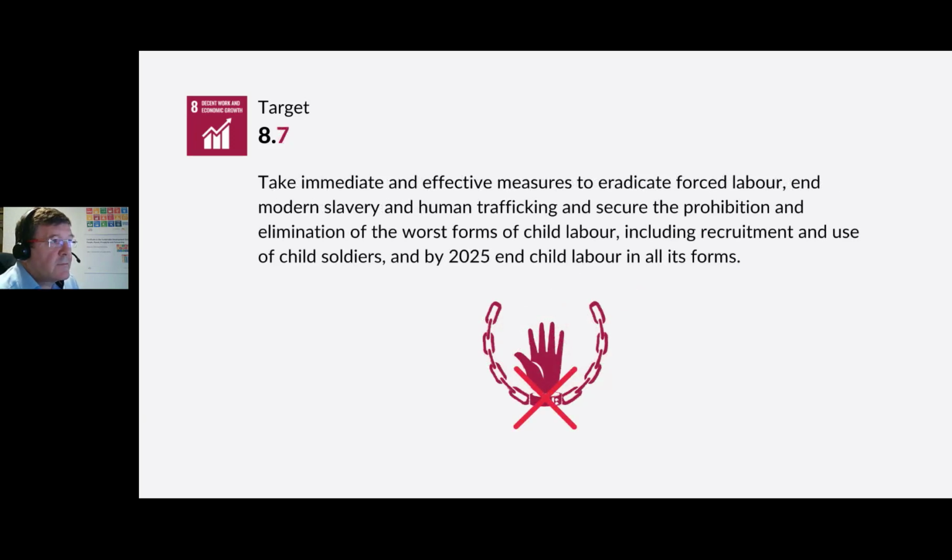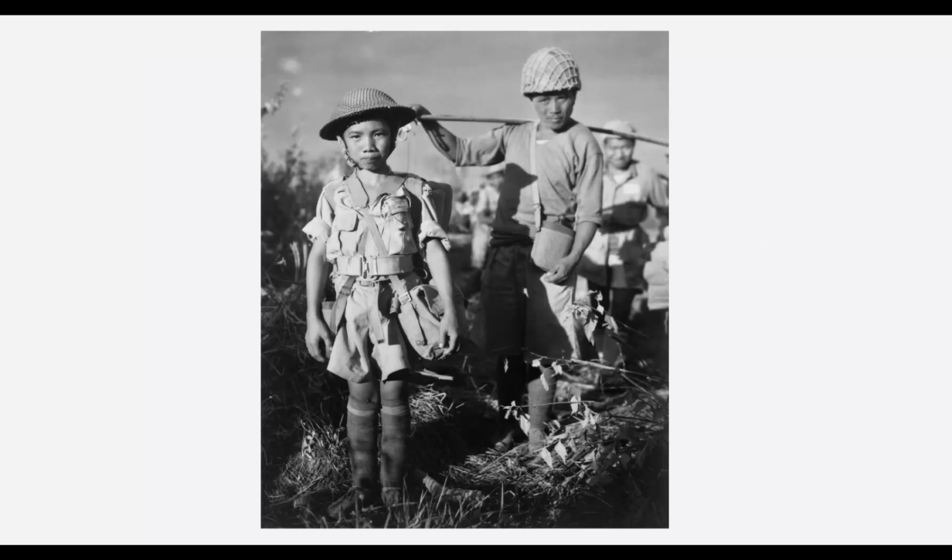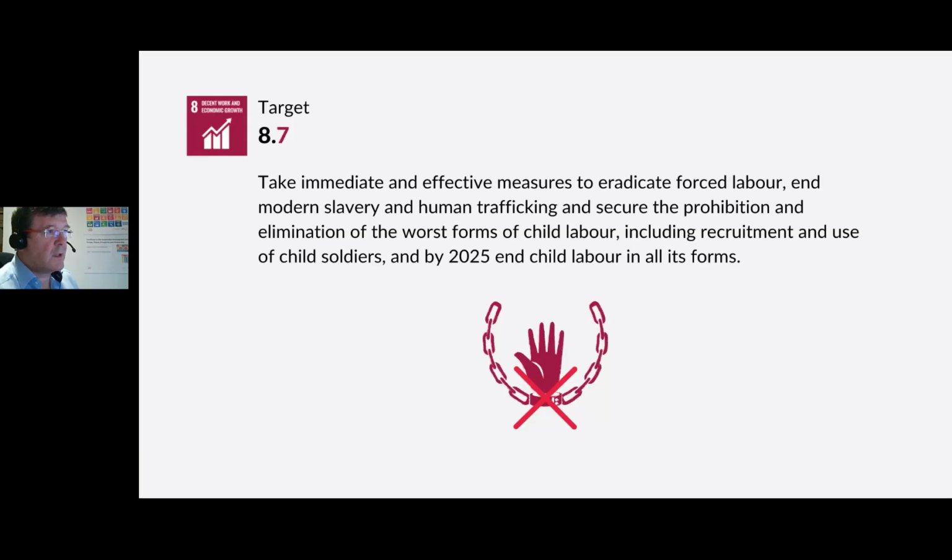Target 8.7. Take immediate and effective measures to eradicate forced labour and modern slavery and human trafficking, and secure the prohibition and elimination of the worst forms of child labour, including recruitment and use of child soldiers, and by 2025 end child labour in all its forms. Again, I think that's a target we can all fully support. Some of the figures in this particular target are quite shocking.